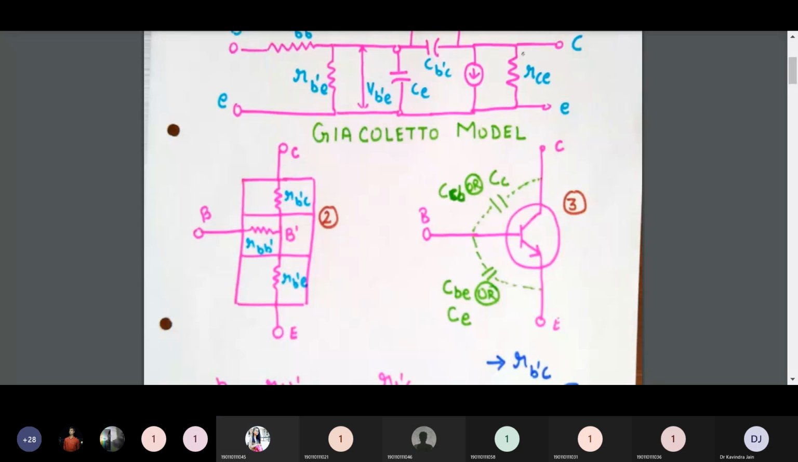Can I proceed for the next point? Yes sir. Please draw both the figures, figure number 2 and figure number 3. Once you draw it out, then let me know.